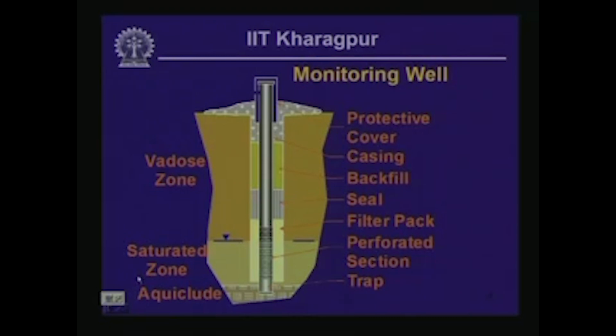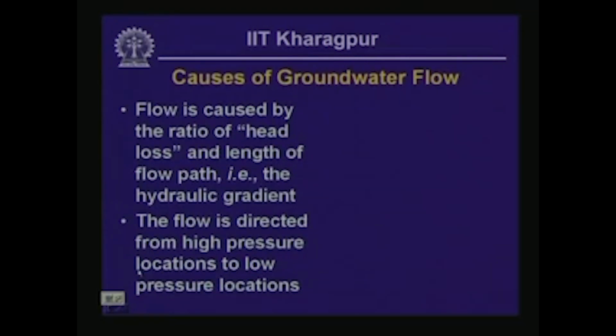Okay. So, then we would like to know what are the causes or what are the driving factors that trigger groundwater flow. First of all, flow is caused by head loss, and length of flow is caused by the ratio of head loss to the length of the flow path, and this particular term is called the hydraulic gradient.